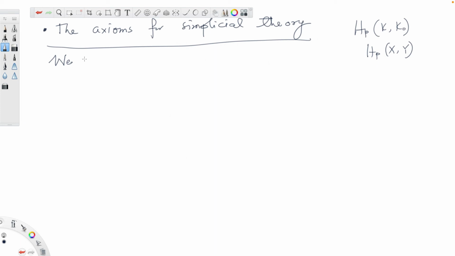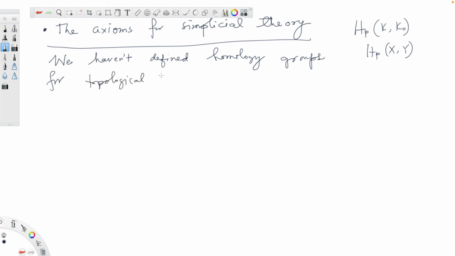So this is what I'm writing. We have not defined homology groups for topological spaces in general. We did so only for simplicial complexes.